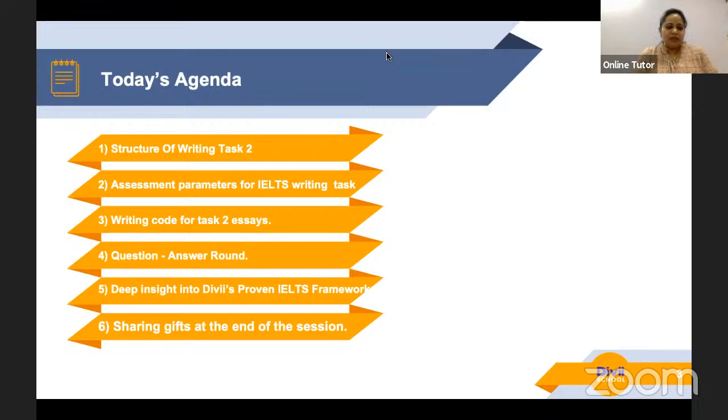Thereafter, I'll be sharing an ideal writing code with you. This will add clarity to your thoughts and help you gain a high band in IELTS. Followed by that will be the question answer round, where we'll be addressing all your queries.